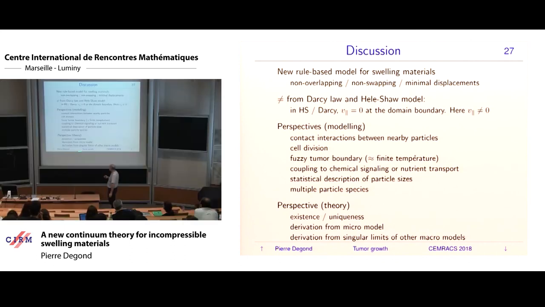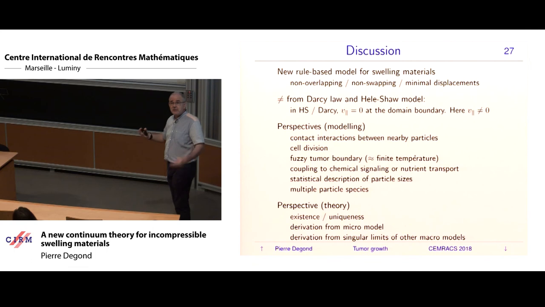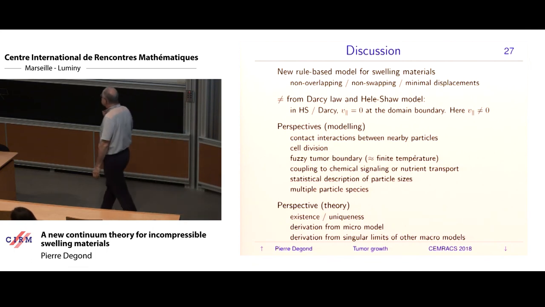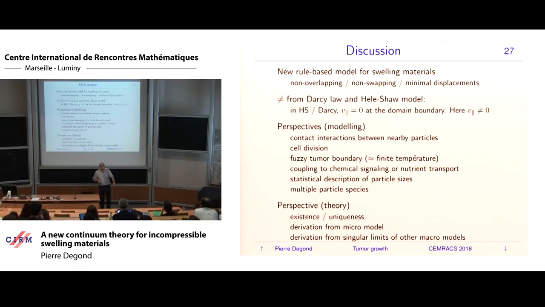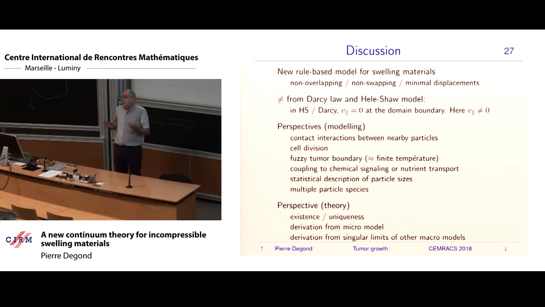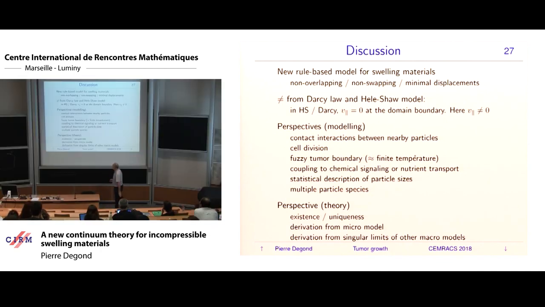And of course, there are many mathematical problems, from existence and uniqueness, to derivation from a micromodel, and also from singular limits from other macromodels, right? So maybe I could think of deriving this model from a porous medium equation with an anisotropic diffusion tensor, something like that, that may be doable. I haven't tried it, but this is something that we have in mind.